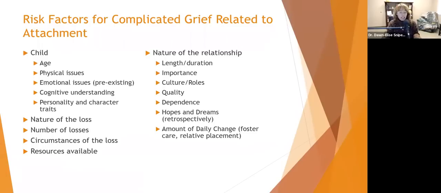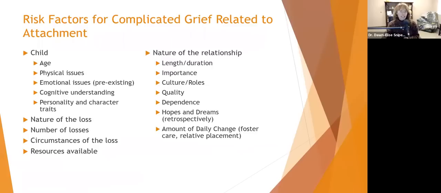The number of losses. If the child experienced multiple losses, maybe, and I'm going to use mom as an example for primary caregiver, maybe mom passes away, and as a result, dad doesn't feel able to take care of Junior. So Junior then has to move in with Granny. So not only did Junior lose mom, Junior lost dad, and Junior lost his home and his security, and life just got turned on its head. So that person is much more likely to have problems because of the multiple losses.